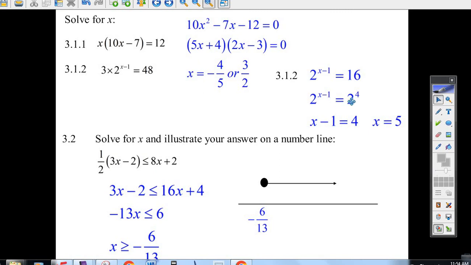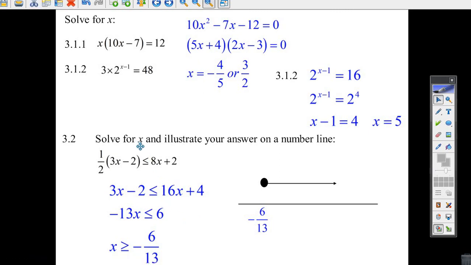If the bases are the same, it can only be true if the exponents are the same too. So x minus 1 has to equal 4. Add 1 to both sides. You can see x equals 5.